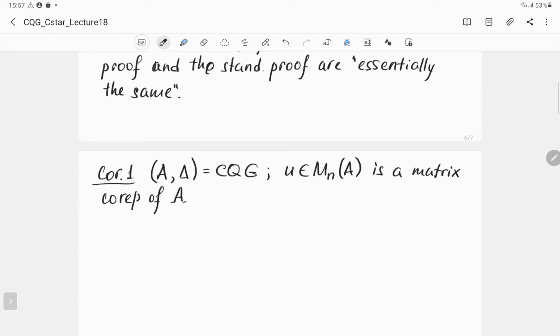So let's recall that a matrix co-representation is a square n by n matrix with entries in A, which satisfies some natural condition. So delta applied to the matrix elements is given by a very nice formula. Well, let me write this down. Delta of U_ij is the following sum.